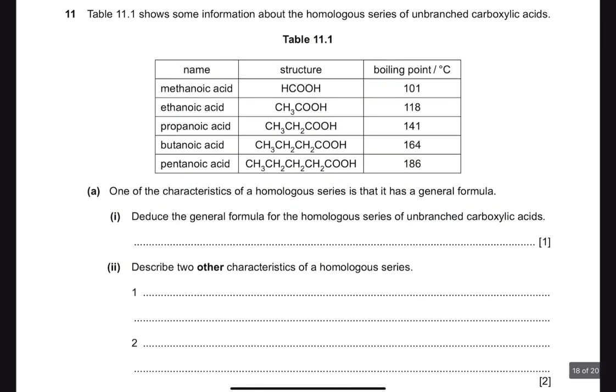Now let's go for part 11. Table 11.1 shows some information about the homologous series of unbranched carboxylic acids. State one of the characteristics of a homologous series: that it has a general formula. Deduce the general formula of the homologous series of unbranched carboxylic acids.